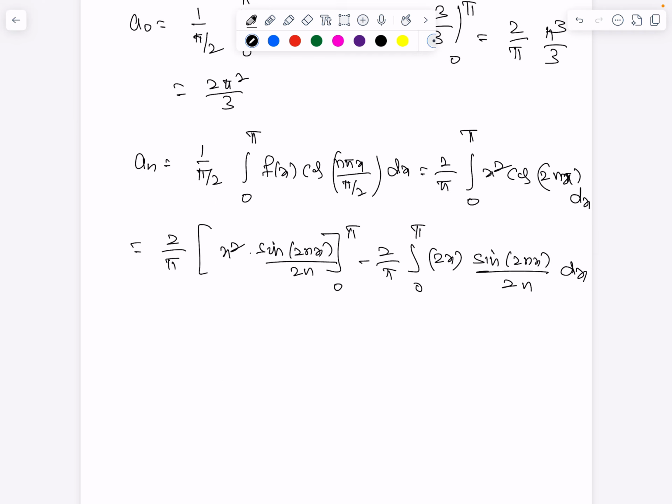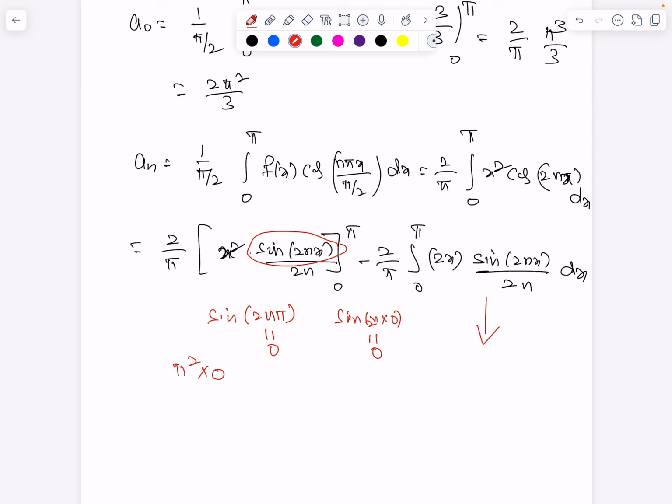You see here, this value, whether you substitute x equal to pi, sine 2n pi is one case, and x equal to 0 is the other case. In both the cases, this is 0. Therefore, x square is non-zero in the upper limit, though it is pi square times sine 2n pi, but sine 2n pi is 0. Anyway, in the lower limit, x square itself is 0. Therefore, you are getting both the terms are 0 in the first case.